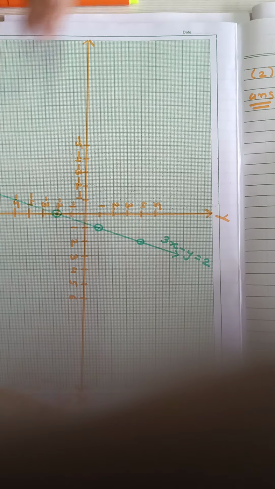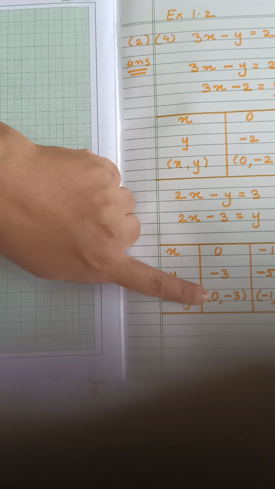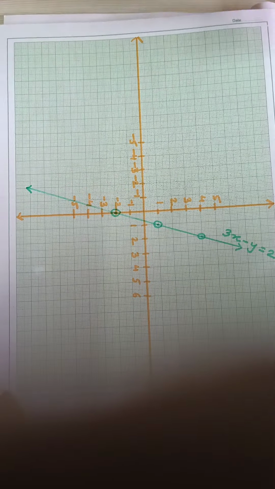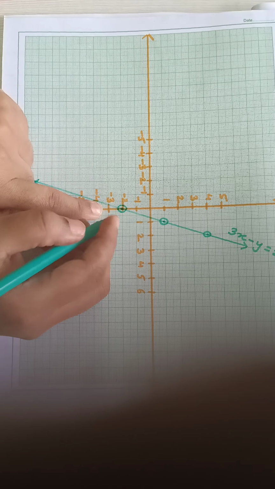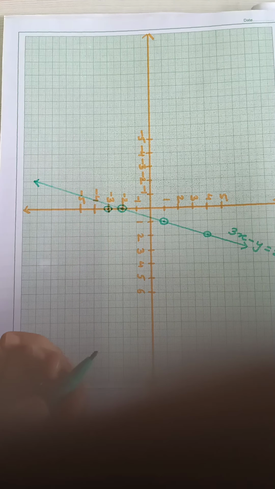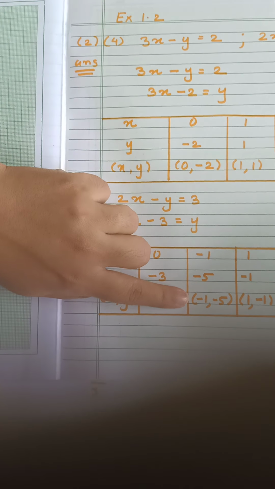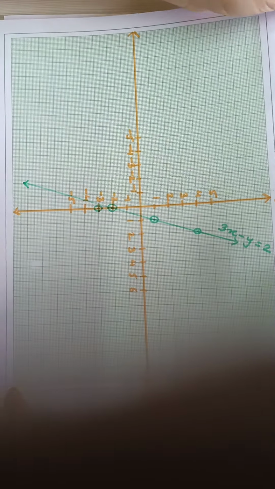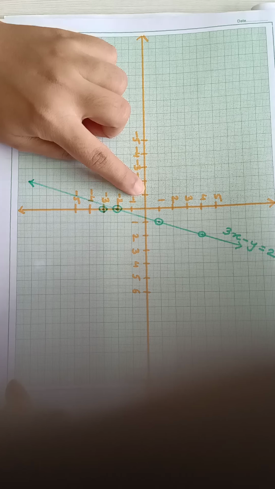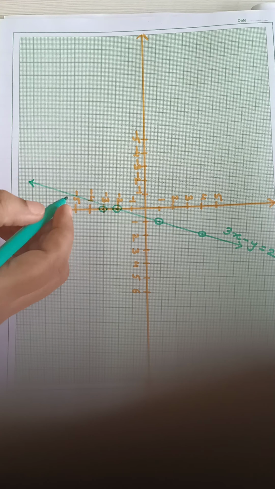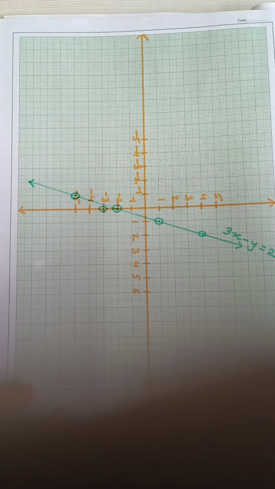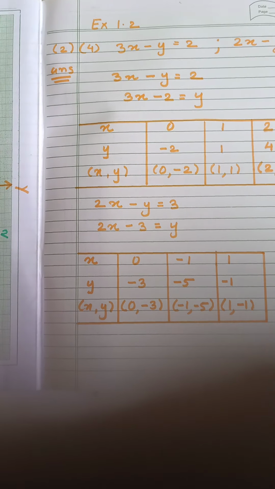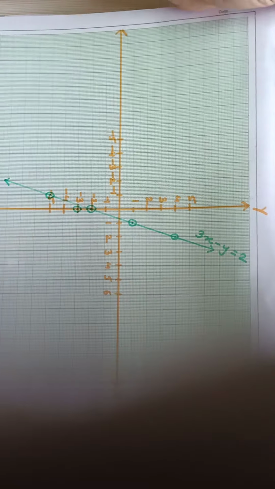Now let's go for the second line. The second line, first point is 0, minus 3. So let's plot 0, minus 3. X-axis 0 and y-axis minus 3, here. Then the next point is minus 1, minus 5. X-axis minus 1 and y-axis minus 5 here. Minus 1, minus 5.